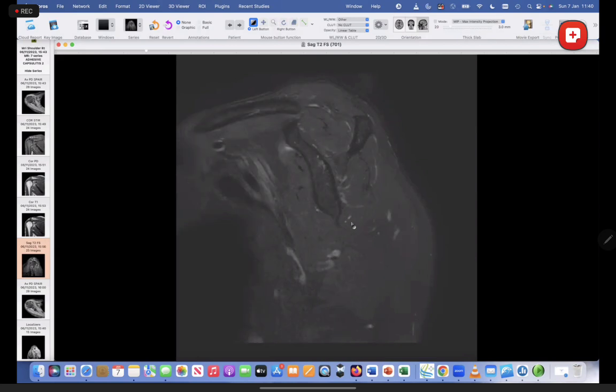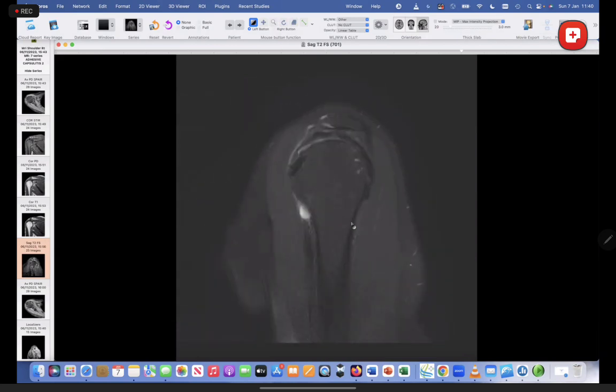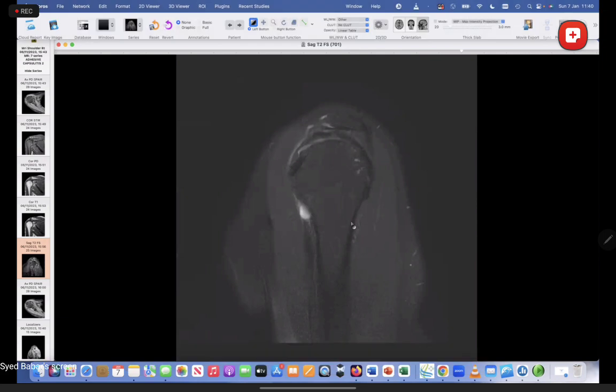So what I want to look at here is pretty much the same things that I looked at on the other sequences. But this particular sequence is really good to look at.